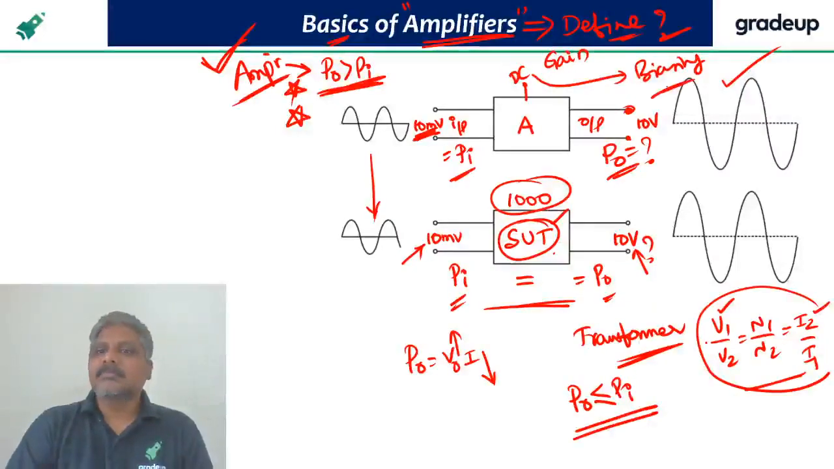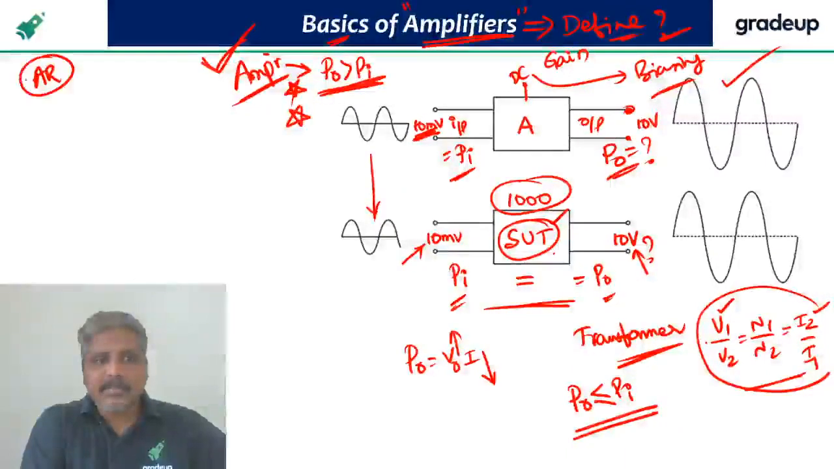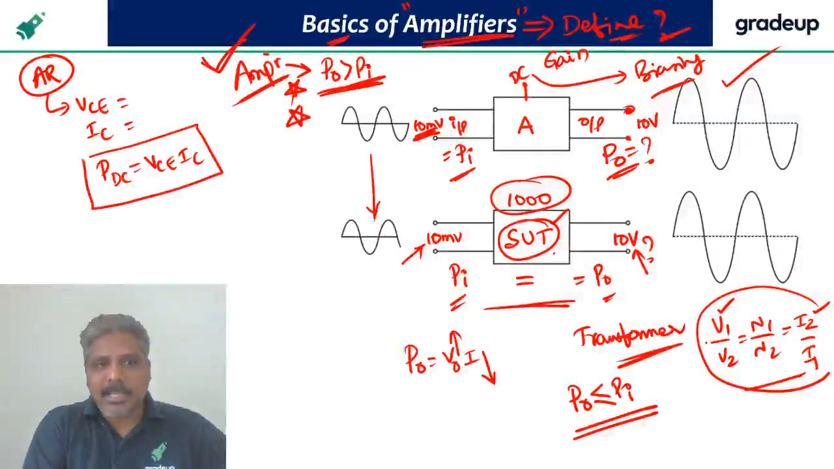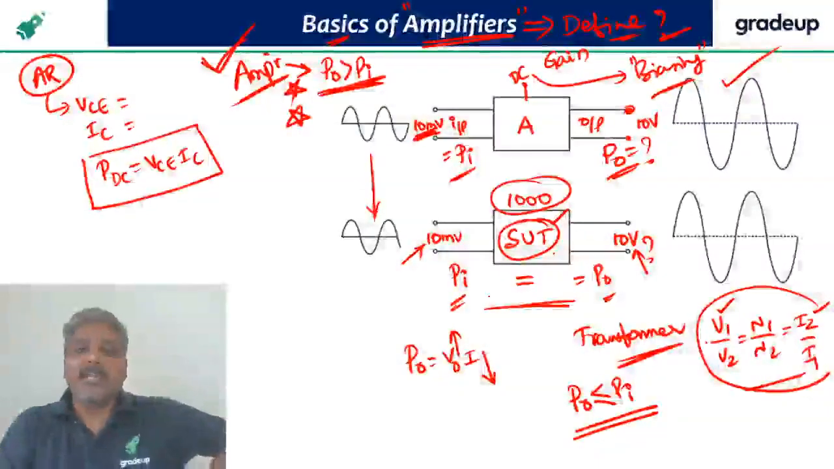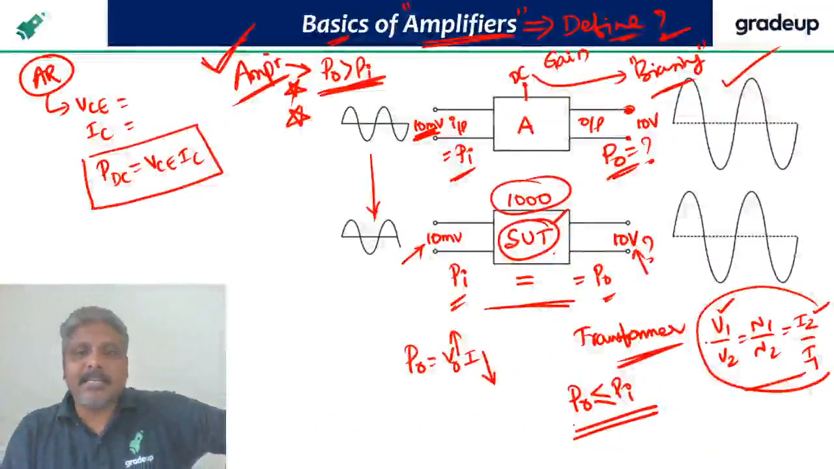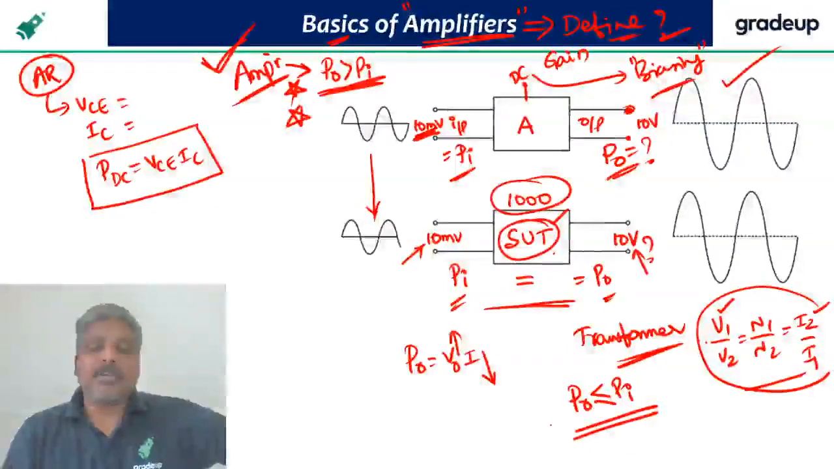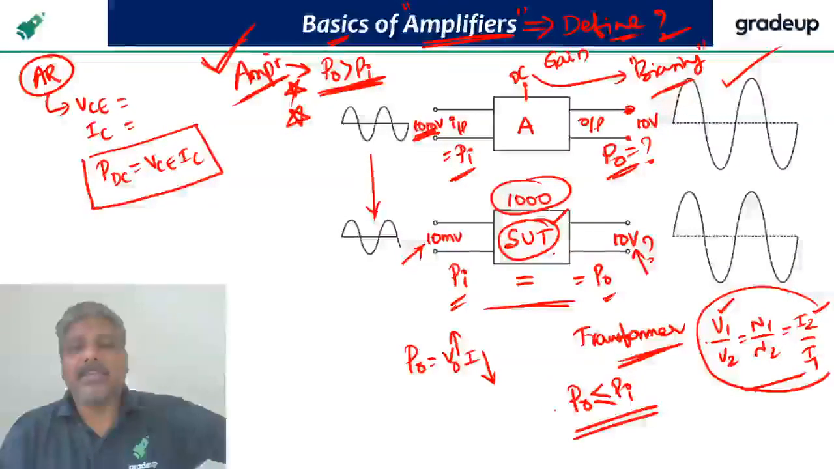What is biasing? Putting the transistor in the active region. What does active region mean? Having some voltage and some current. That means you are supplying some DC power. VCE into IC is the DC power you are supplying to the amplifier. That is what we call biasing. That's why you must have heard that without biasing, an amplifier cannot work.